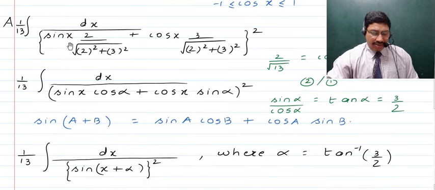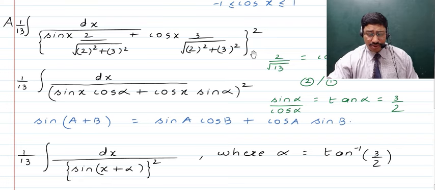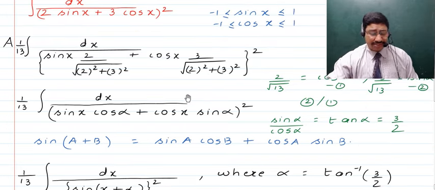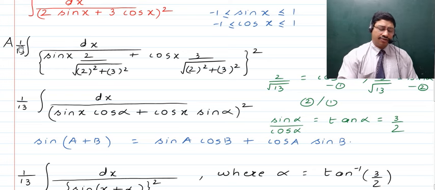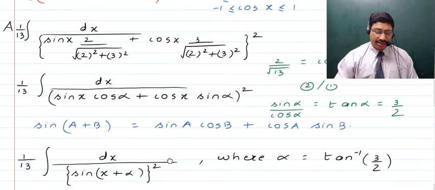Okay, now children, here we will get this 1 upon root 13, and when it comes out of the square it will become 1 upon 13, which on reciprocation will become 13 multiplied with dx. So obviously we should also have 1 upon 13 so that both of these get cancelled, and that is the reason why we have this 1 upon 13 outside.